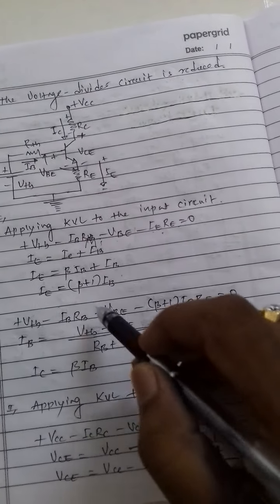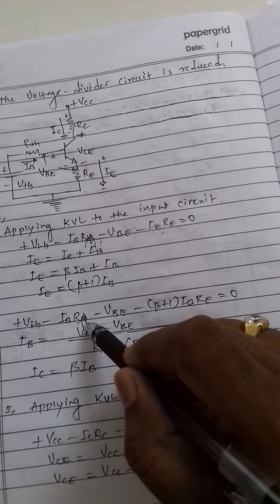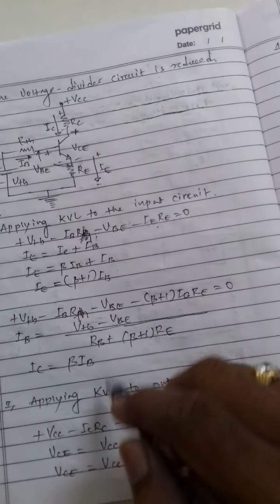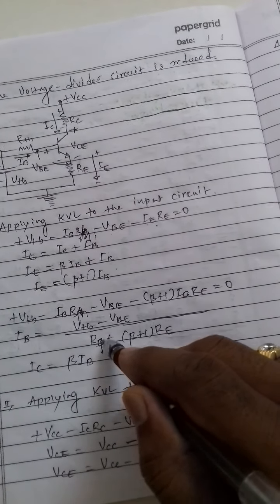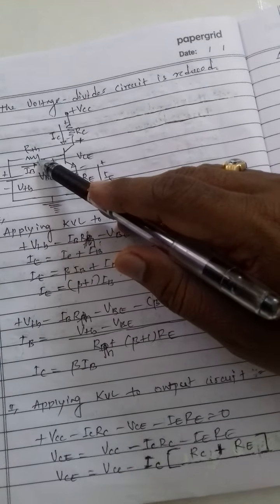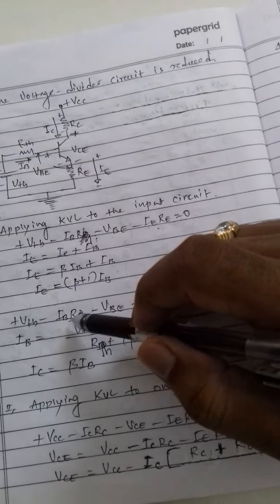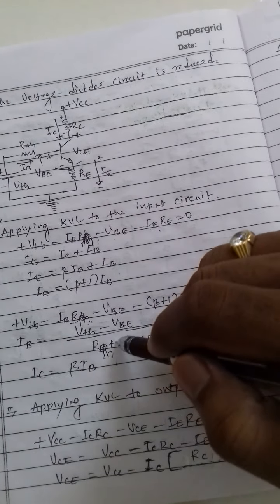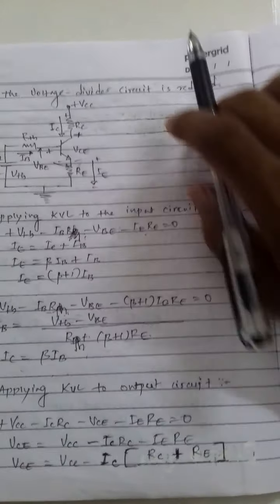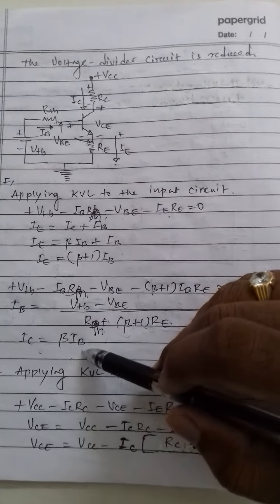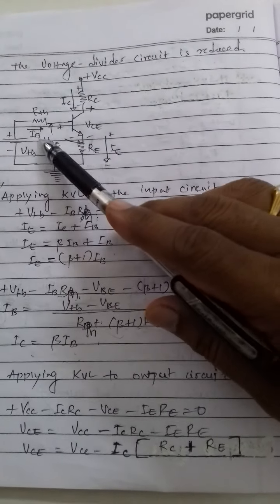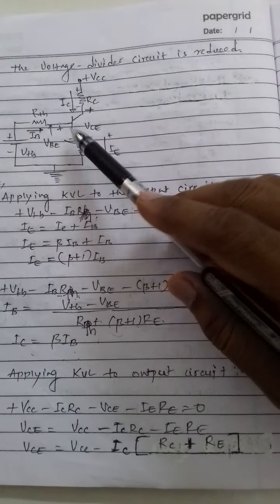This resistance is RTH. This resistance is not RB, it is RTH, the Thevenin's equivalent resistance, and so here also it is RTH plus beta plus 1 into bracket of RE. IC is equal to beta IB. From that we will determine the base current which is entering the base of the transistor.